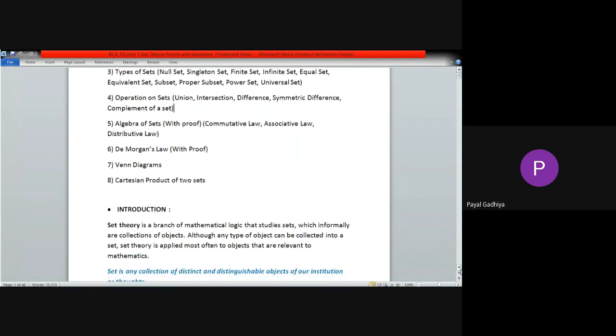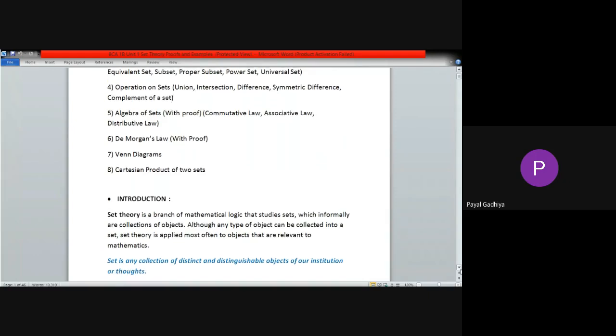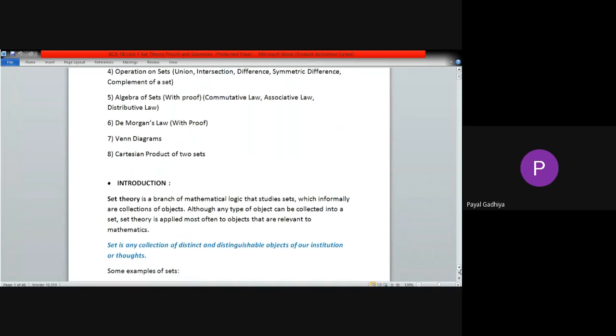So first, introduction. What is a set? Set theory is a branch of mathematical logic that studies sets, which informally are collections of objects. So a set, you can simply say, is a collection of such things. Although any type of object can be collected into a set, set theory is applied most often to objects that are relevant to mathematics. A set is any collection of distinct and distinguishable objects of our intuition or thoughts.